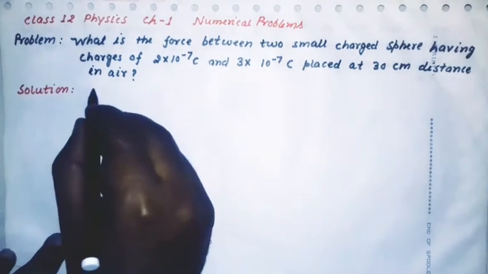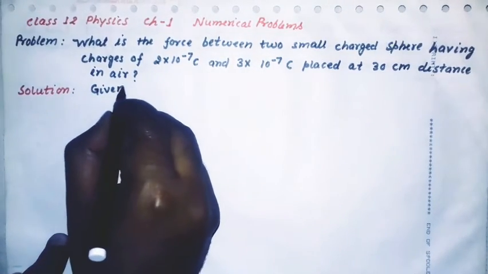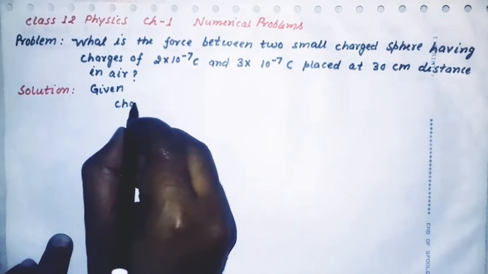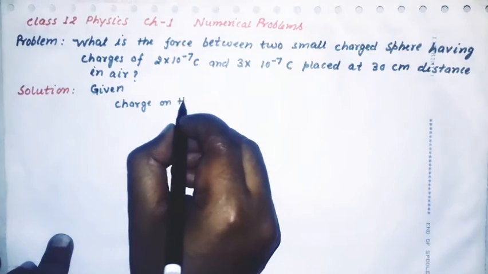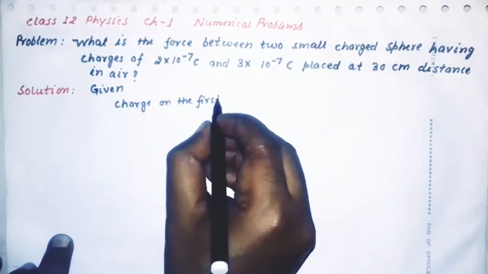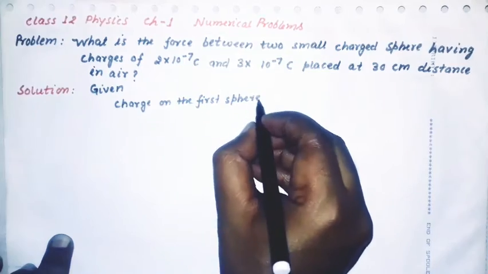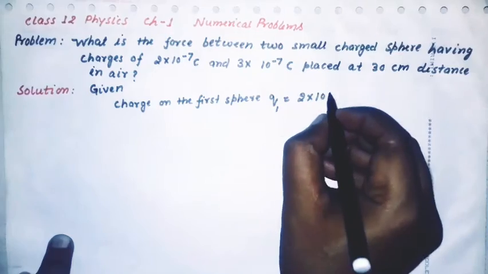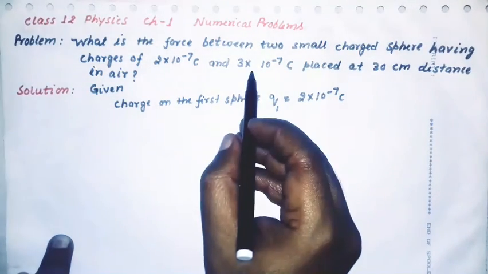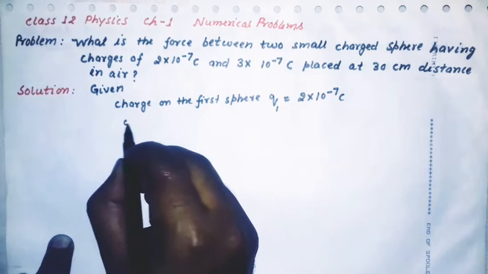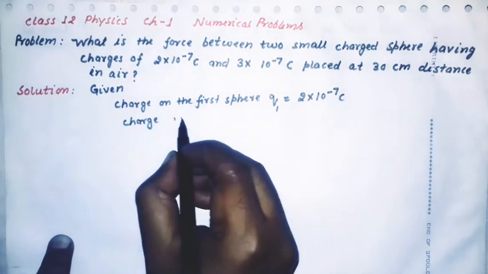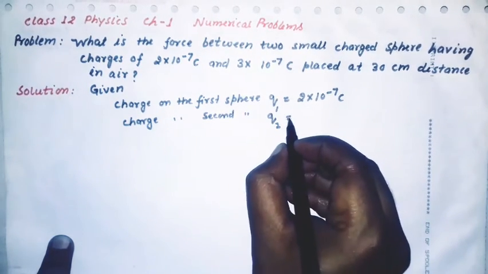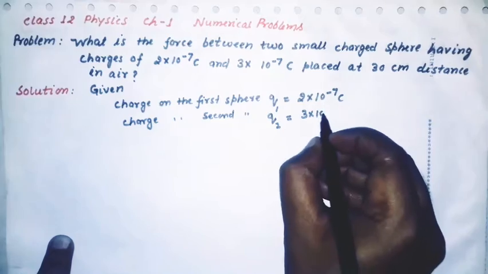Given: charge on the first sphere, suppose this charge is q1, so q1 will be equal to 2 × 10^-7 coulomb. Similarly we note down the charge on the second sphere, suppose this charge is q2, and this charge is 3 × 10^-7 coulomb.